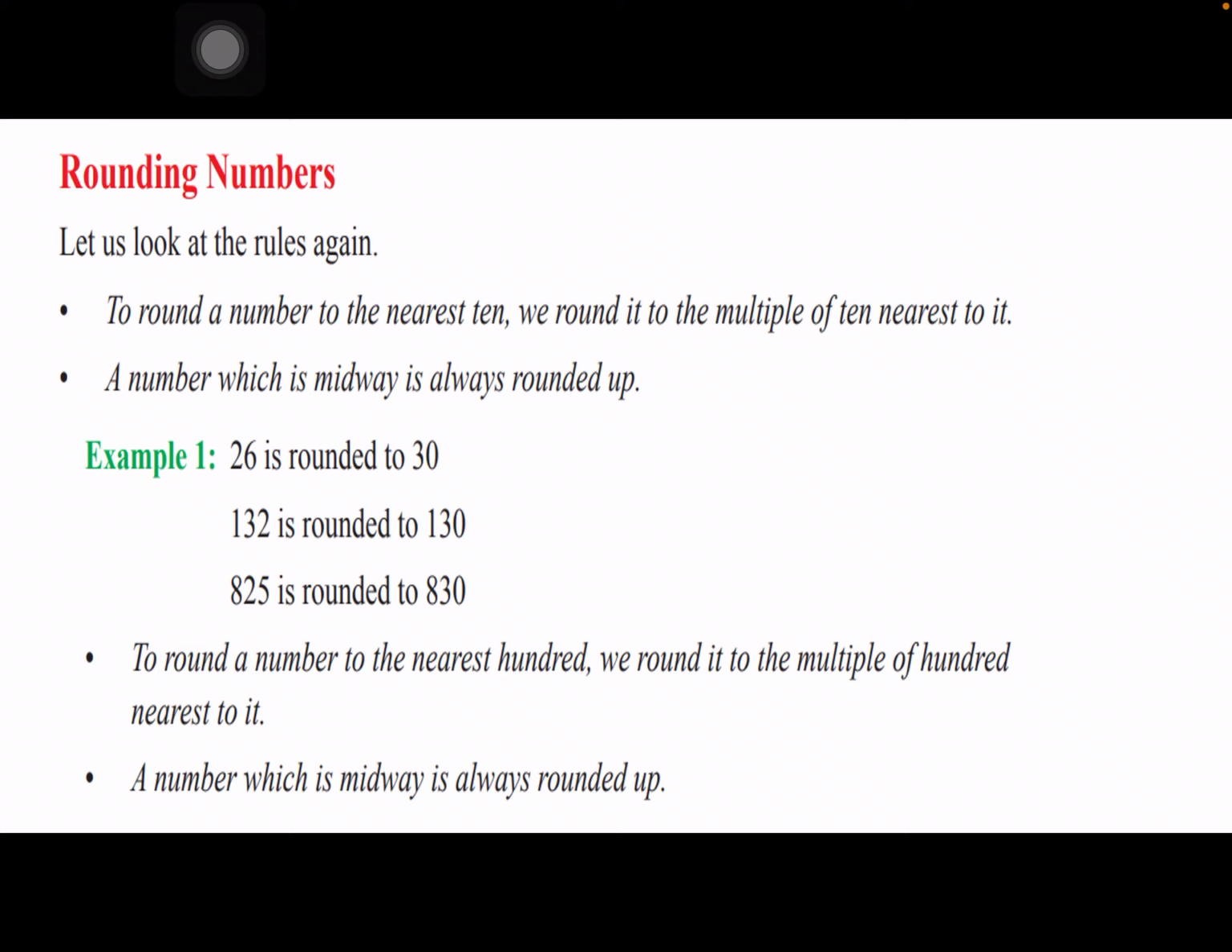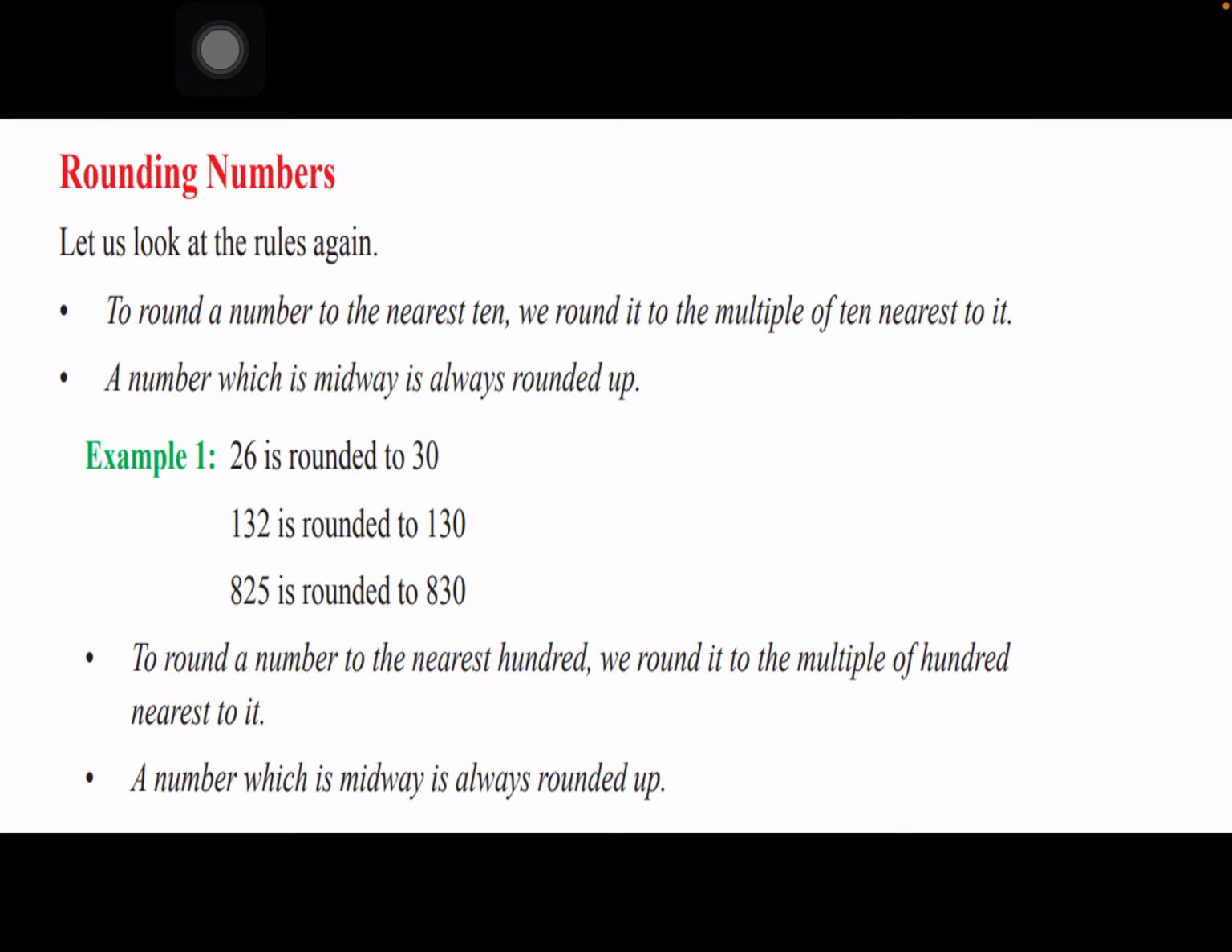Okay, example number 1. 26 is rounded to 30. The tens digit is 2. Your reference number is 6. 6 is greater than 5, so you round up. 2 becomes 3, and now you have 30.